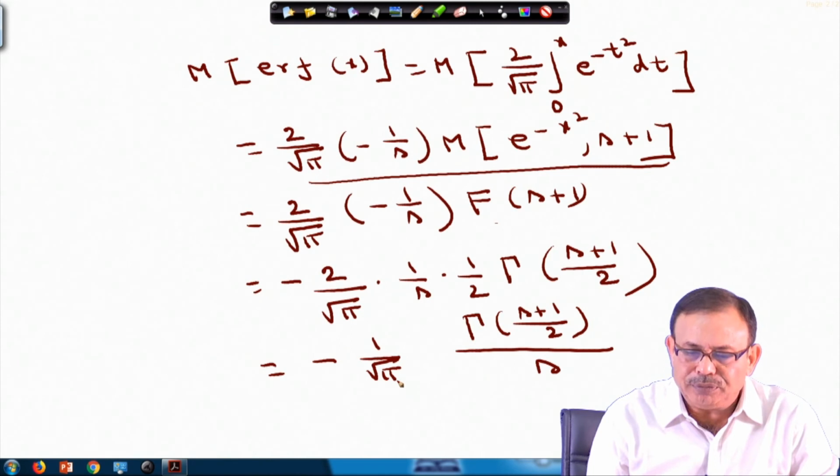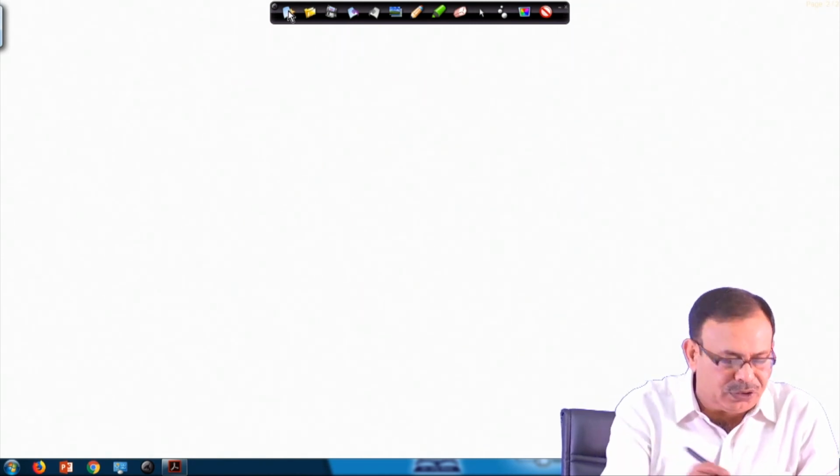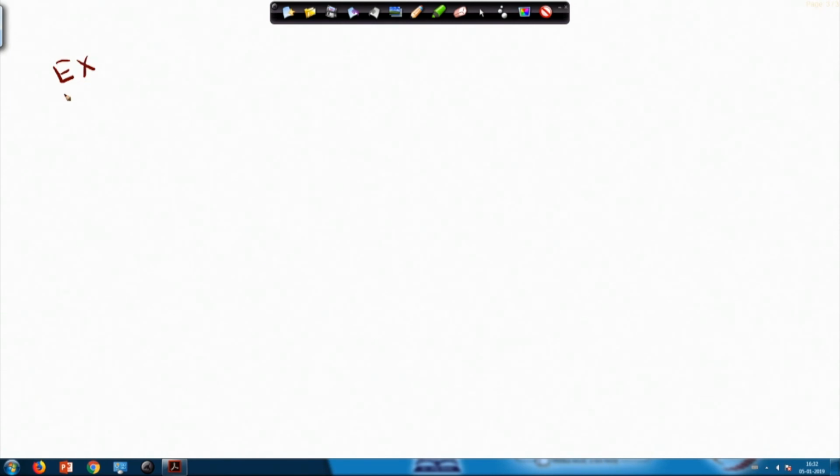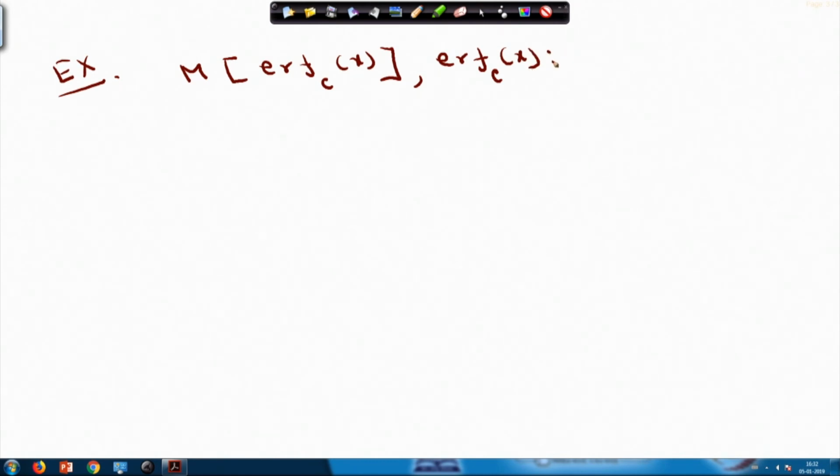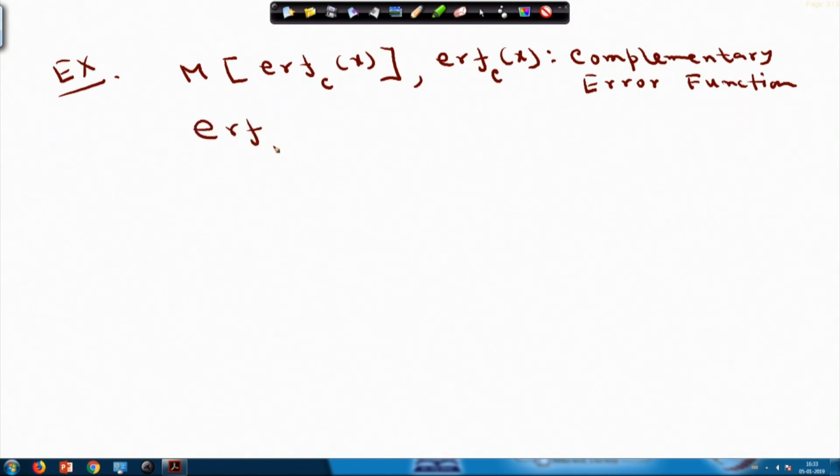Now, let us see the complementary error function, the Mellin transform of the complementary error function, that is the Mellin transform of ERFC of x, which we also did earlier when we were studying the Laplace transform. So, ERFC of x is the complementary error function.